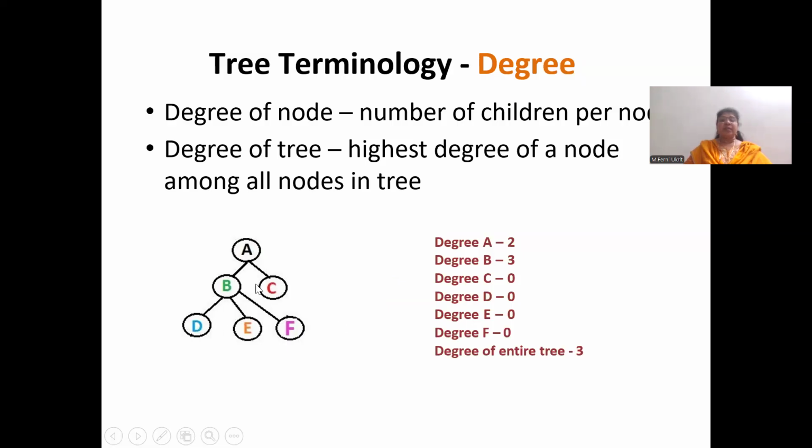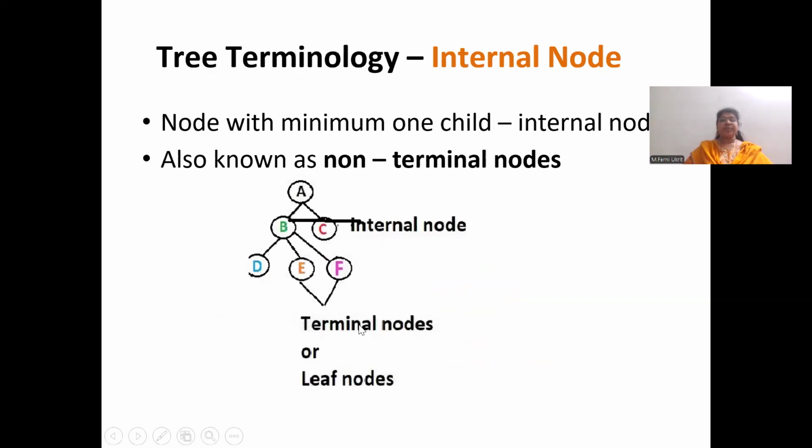So its degree is 3. But similarly, C is not having any child, so 0. D, E, and F are not having any child, so 0. And one more thing, the degree of the entire tree will be 3. The highest degree, for B, is 3, so that will be the degree of the tree also. If some other node is having 4 children, then that will be the degree of that particular tree.